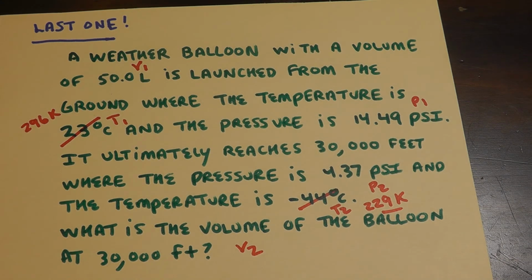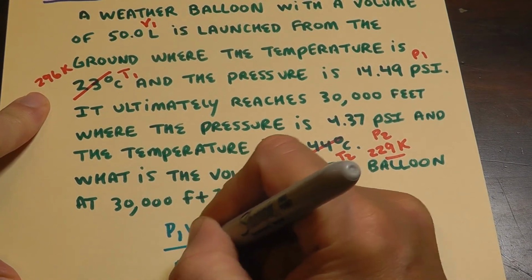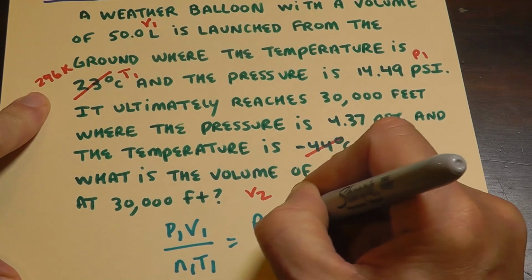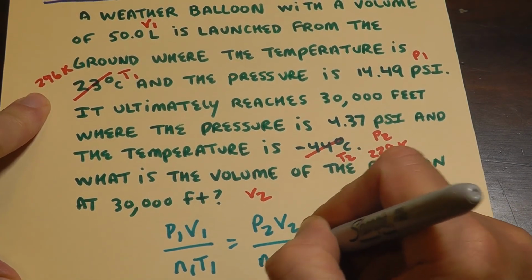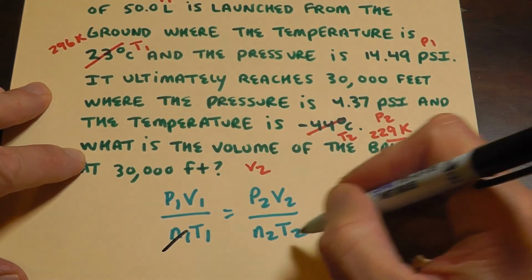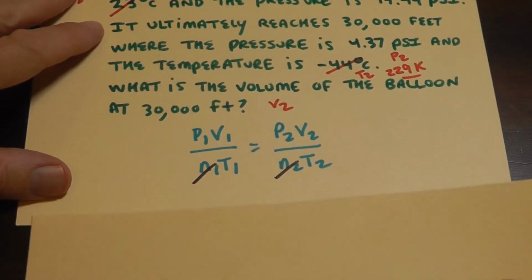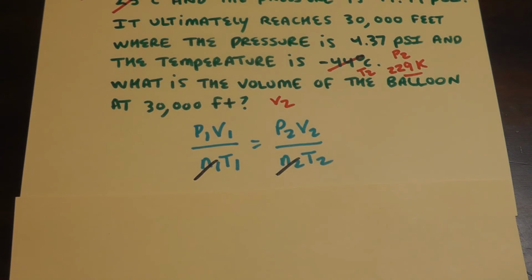Let's see how this lays out here. What we got is P1V1 over N1T1 equals P2V2 over N2T2. Okay, what did they say was constant? Pretty much almost nothing, except they said it was a weather balloon and it was a sample of the gas, so the moles don't change. What gas law is that? That is actually called the combined gas law, and that is named after Charles W. Combined. Now, I'm just joking. I don't know why they call it the combined gas law, but we're going to find out.